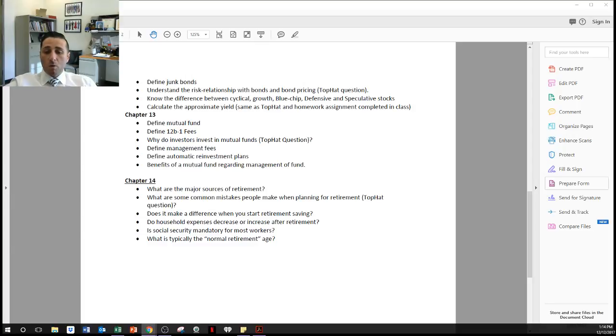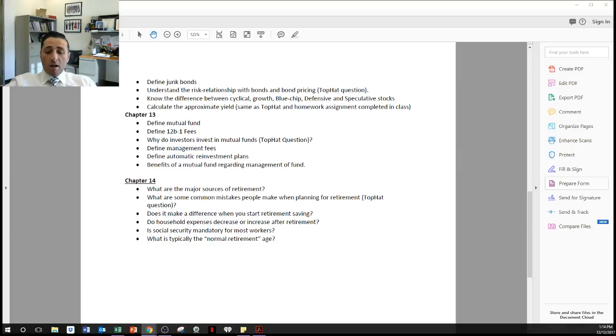And this was a Top Hat question. You know, marketing, distribution expenses. Why do investors invest in mutual funds? That was another Top Hat question, right? We did that one again today in class. We did that exact same question today in class. Why do investors tend to use mutual funds? Why do they pick mutual funds?